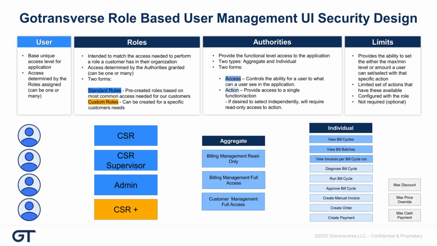A user is the base unique access level to the application. Access for users are defined by the roles that are assigned to them. In most cases, a user is assigned a single role, but it is possible for a user to have multiple roles. Roles play a key connection point between users and their access to the actions they can perform in the application. Just like users and roles, roles are built from authorities.